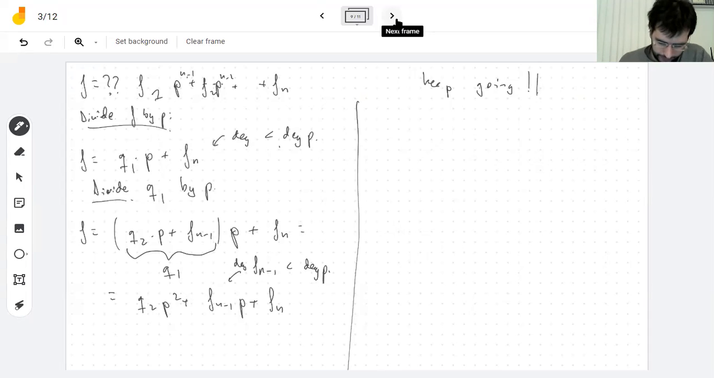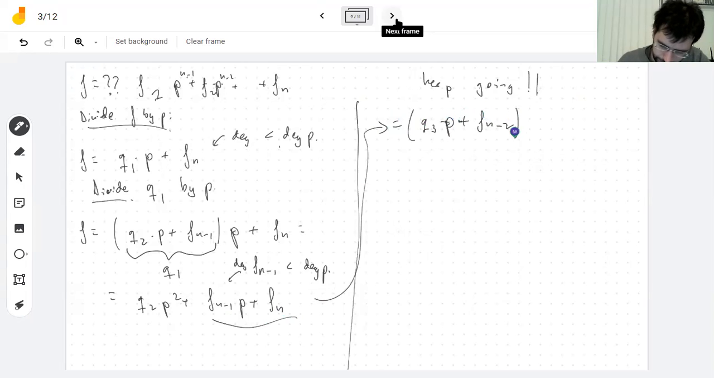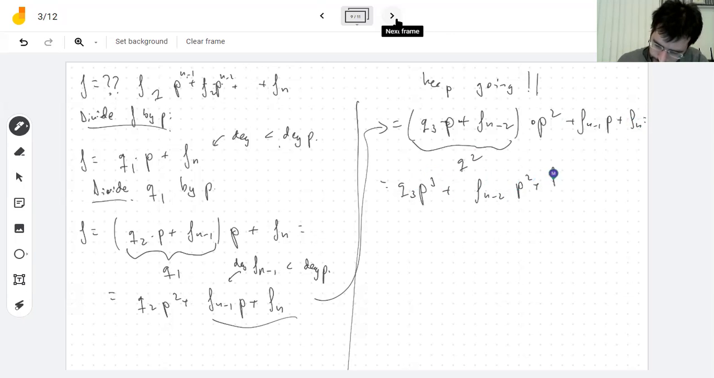So it's going to finish, and at the end, what do you have? Maybe I'll do one more step. What you have is you divide Q by P, and you have Q3 times P plus remainder, which I'm going to call Fn minus 2. There's a P squared that was already there, and this I'm not touching either. What you have is Q3 P to the third plus Fn minus 2 P squared. And once you're done, count the degrees, you will have F0 P to the N minus 1, and so on, up to Fn.